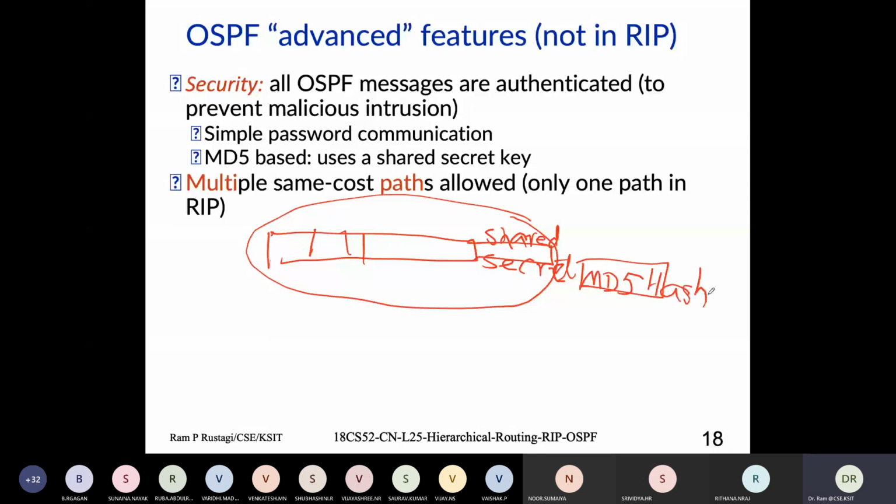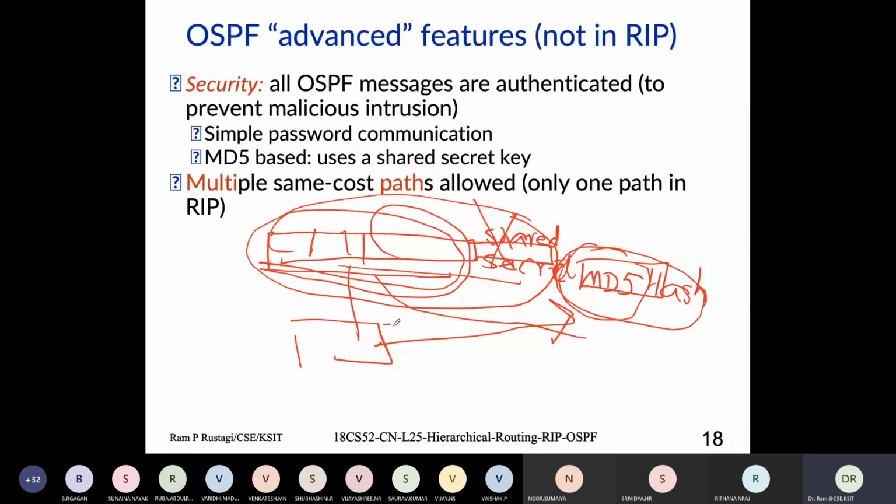And when the message is communicated, it is the routing information plus the MD5 sum. The shared secret is not sent in any message. What is communicated is the routing network details plus the MD5 hash. The receiving router receives this information, also appends its own shared secret, computes the MD5 sum, and compares it with the received one. If the two match, then it knows it's from a genuine router; otherwise it discards it.